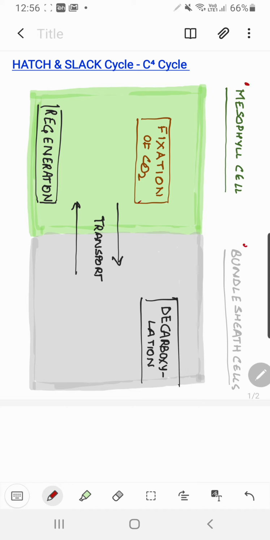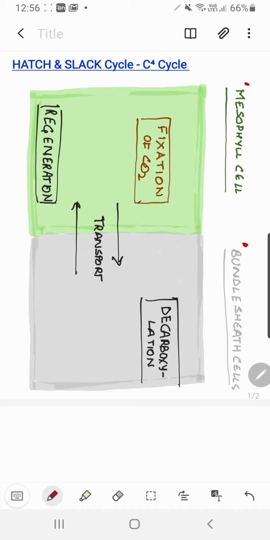Here, what you have to see, children, is that the first thing I mention is mesophyll cells and bundle sheath cells, because by now you are pretty clear from the previous videos that the Hatch and Slack cycle, that's the C4 cycle, takes place between two different cells of the leaf. One is mesophyll, which has chlorophyll and is green in color, and the other is bundle sheath cells, which have a large number of chloroplasts but do not contain grana.